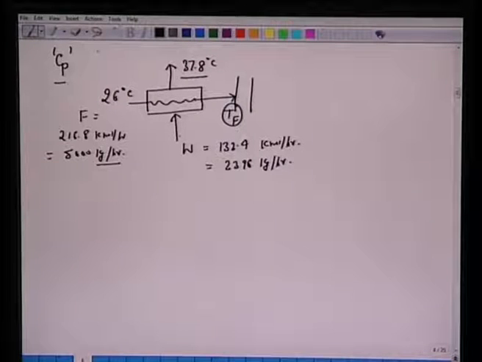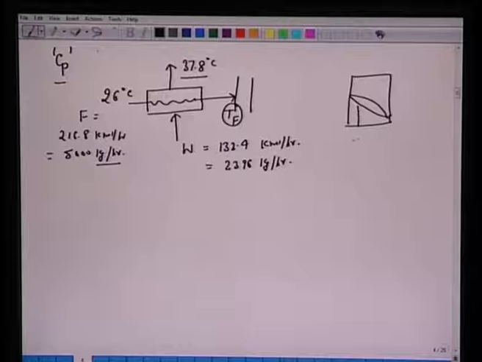Now this temperature is also known from the Hxy diagram. If we go back to this Txy diagram for the methanol-water system, for 0.0057, which is the composition of this saturated stream, this temperature will turn out to be 99 degrees centigrade.